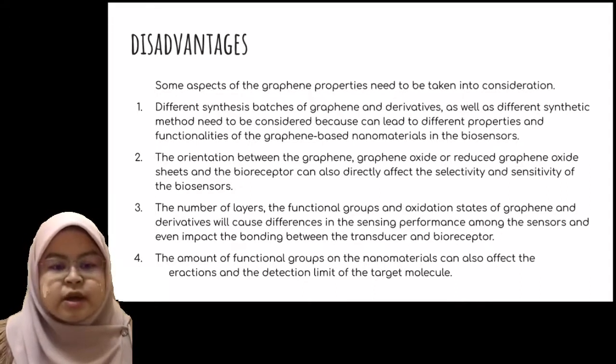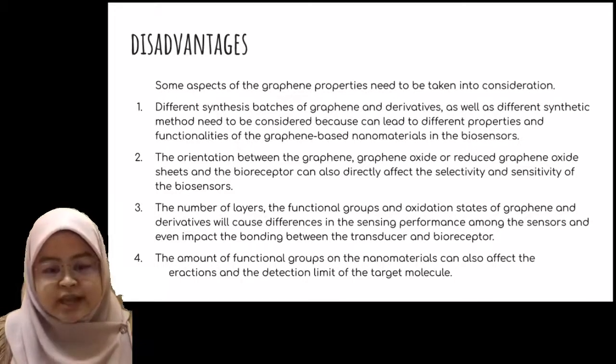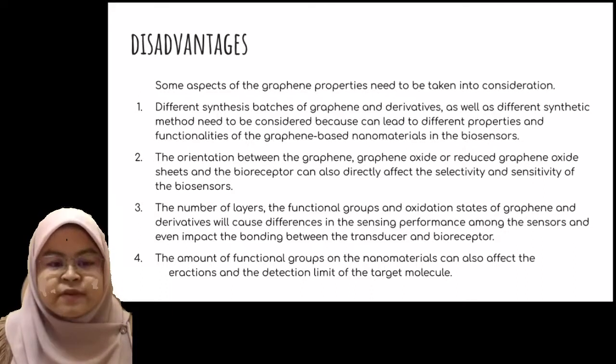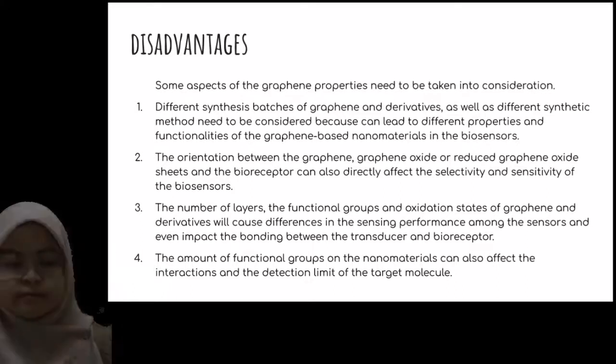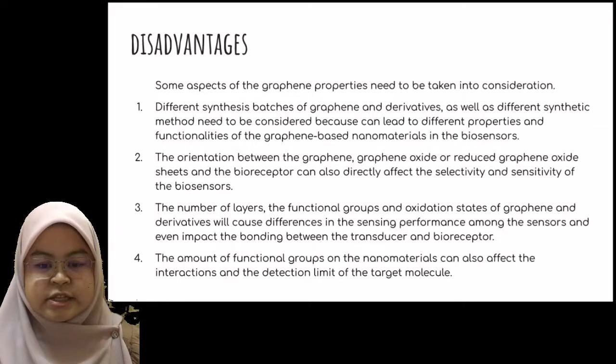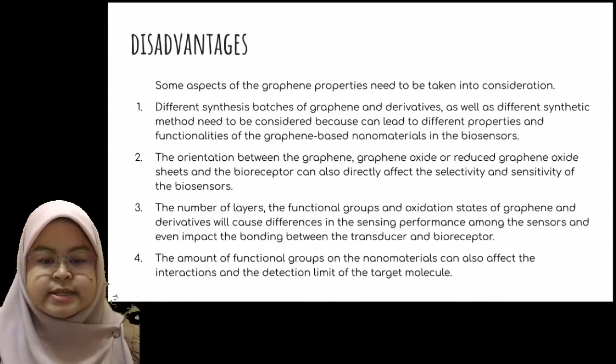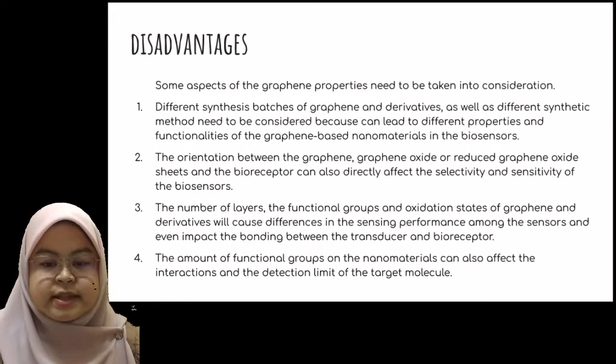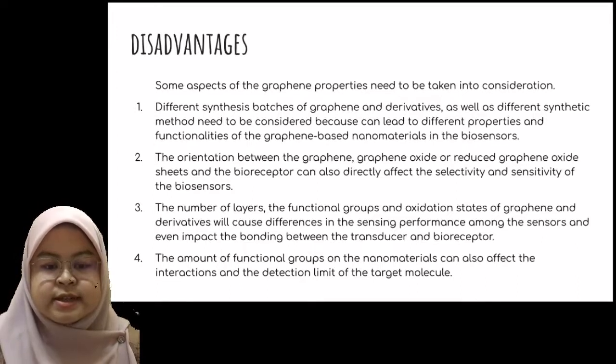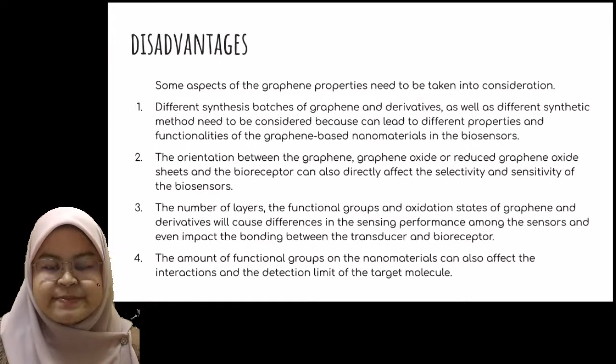The amount of functional group on the nanomaterial can also affect the interaction and the detection limit of the target molecule. In this context, it is often necessary to block any non-specific adsorption sites on the nanomaterial to prevent unspecific binding of biomolecules instead of the target molecule. This can be accomplished by coating with blocking reagents such as bovine serum albumin, casein, or SuperBlock, or treating the sensor with Tween surfactant. By taking all these limitations into consideration, the graphene biosensor can have high sensitivity and stability as well as fast response time, potentially resulting in advances in healthcare and diagnosis.